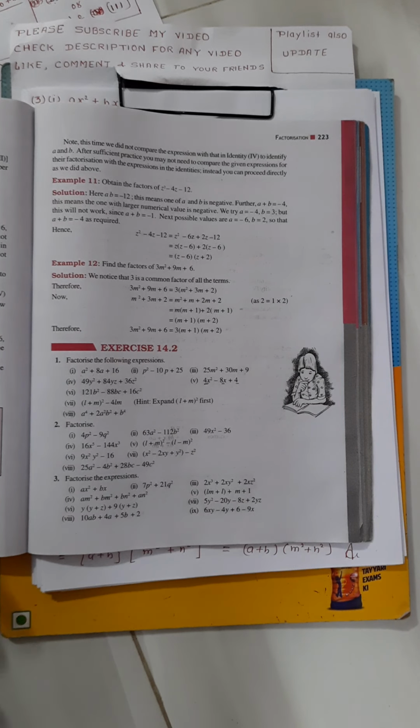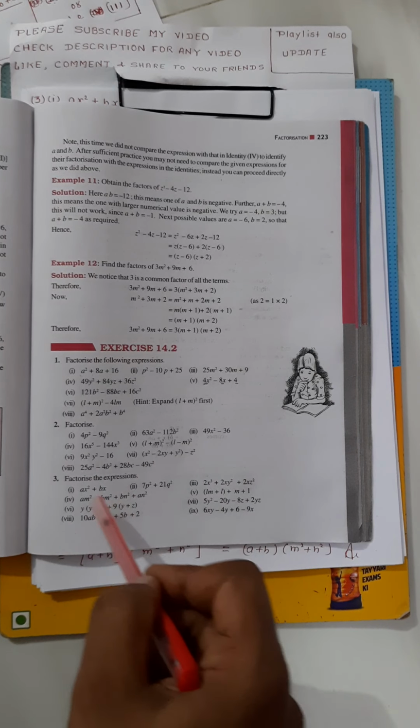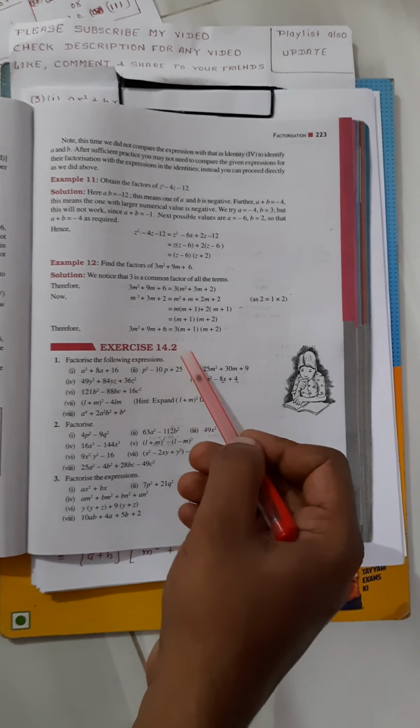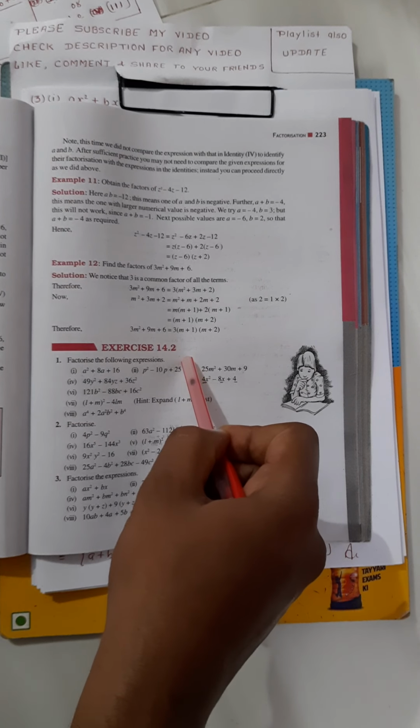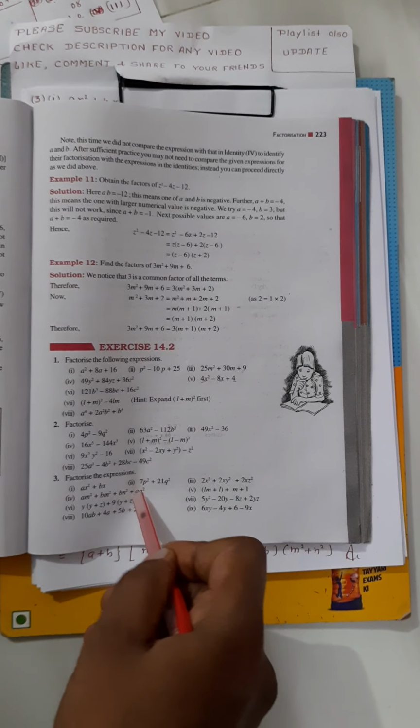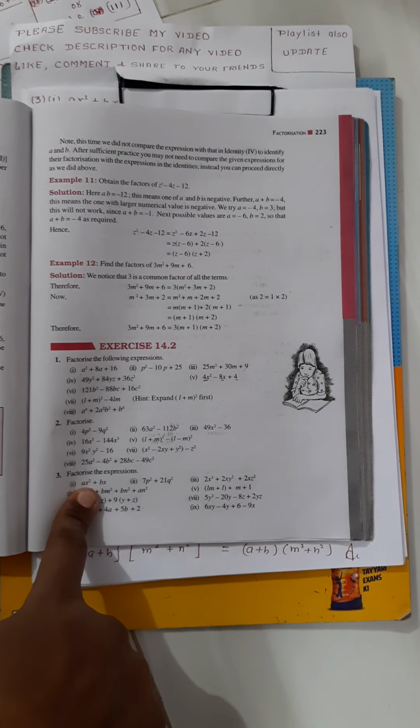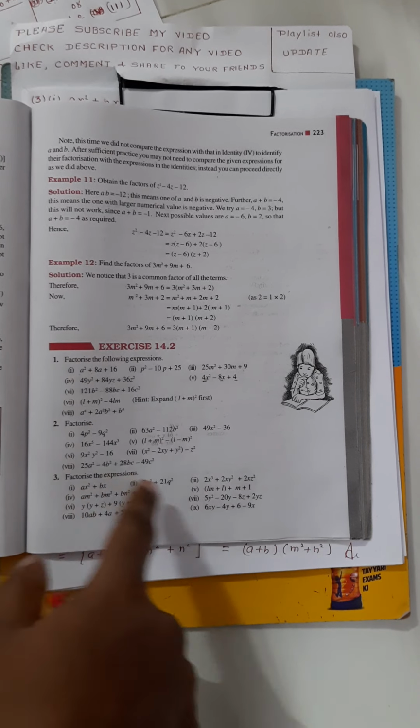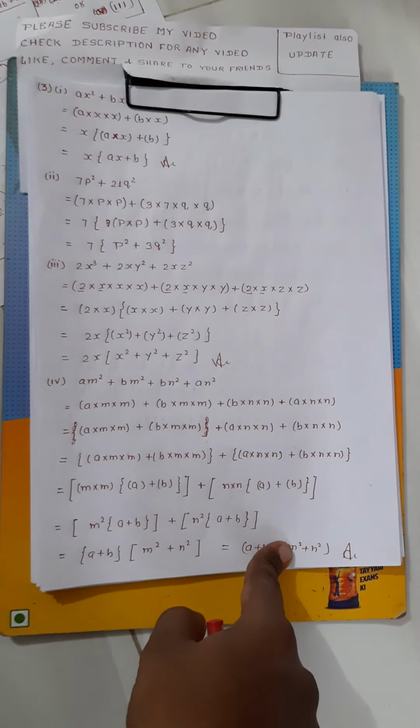From the class 8 math NCERT CBSE book, now we are in question number 3 of exercise 14.2. What is the first question? Our first question is ax square plus bx.